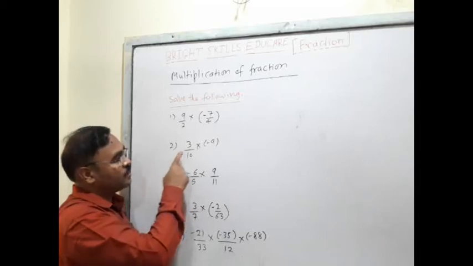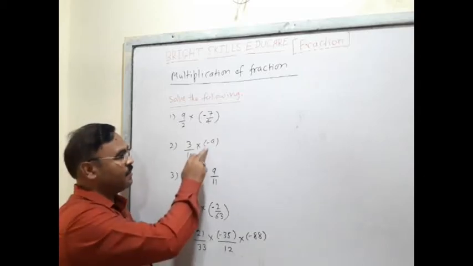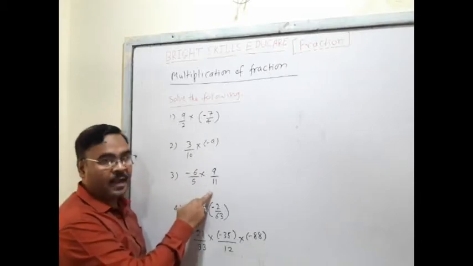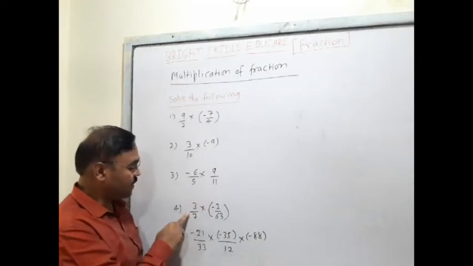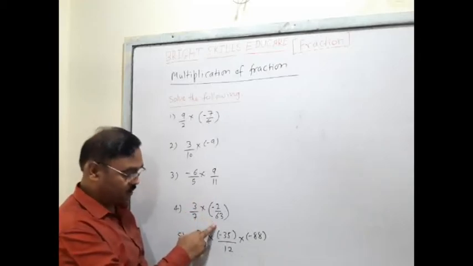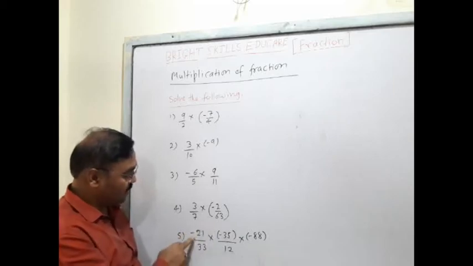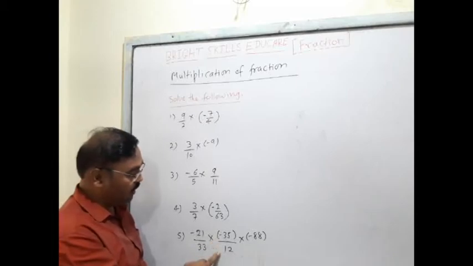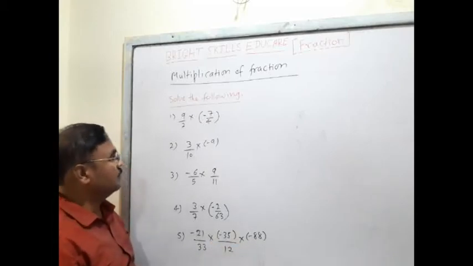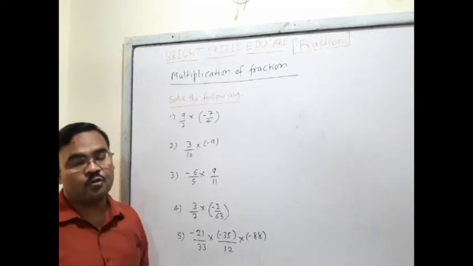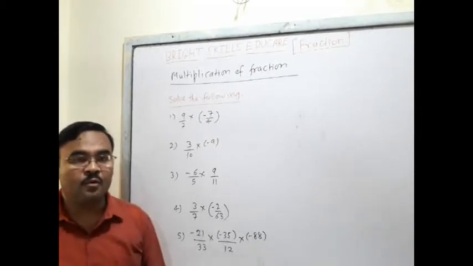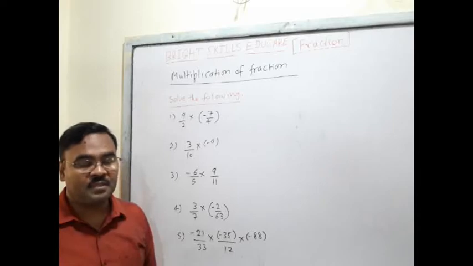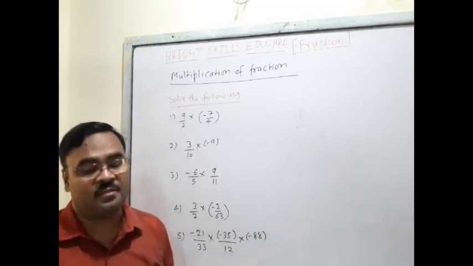Second sum is 3/10 into minus 9. Minus 9 means minus 9 upon 1. Third one is minus 6/5 into 9/11. Fourth one is 3/7 into minus 2/63. And the last one is minus 21/33 into minus 35/12 into minus 88. So only 5 sums I am giving you. You solve all the 5 sums, and if you want you can find from some other references and solve more sums of multiplication of fractions.